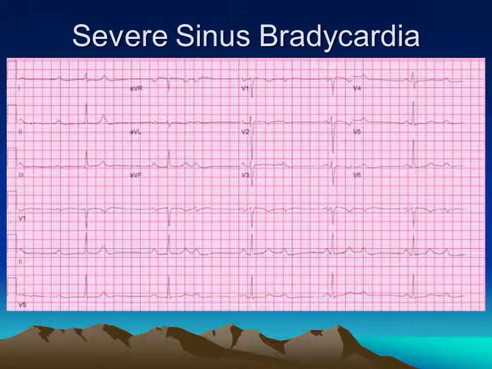Look for the P waves. The decreased heart rate can cause a decreased cardiac output, resulting in symptoms such as lightheadedness, dizziness, hypotension, vertigo, and syncope. The slow heart rate may lead to atrial, junctional, or ventricular ectopic rhythms.